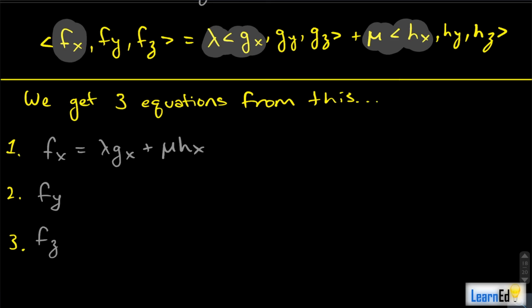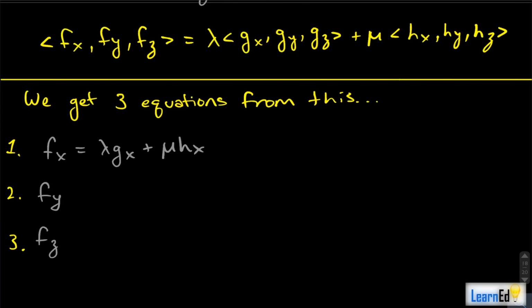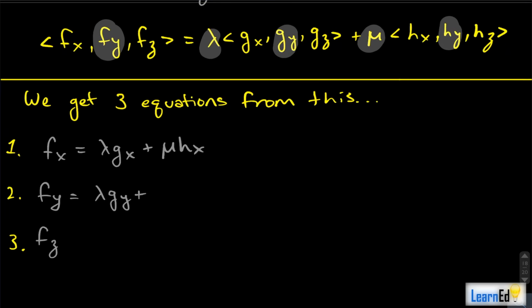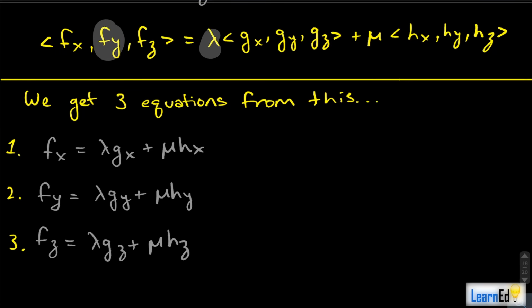All right, so that's your first equation. Your second equation is just going to be f_y equals lambda g_y plus mu h_y. The scalars are just getting distributed, if you haven't already figured that one out. This is equal to lambda g_y plus mu h_y, and f_z is equal to lambda g_z plus mu h_z. Okay, so that's how you get your different equations. You just do this component-wise, and you're fine.